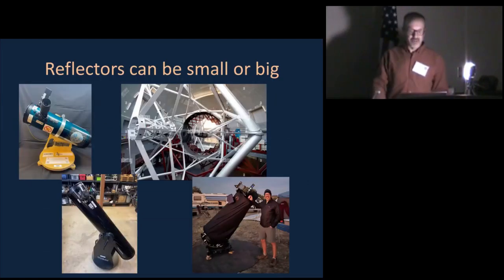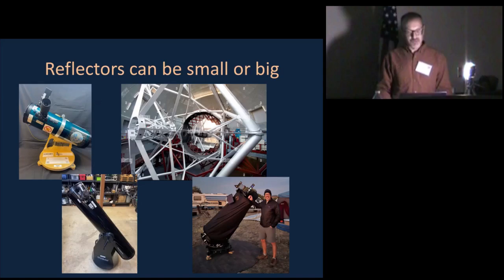Reflectors can also be small or big. Examples here, the one in the top left is actually one of the library telescopes. That's the one that Bill donated. You can check that out from the library here. And that one is about 4.5 inches. When I say 4.5 inches, I'm referring to the aperture of the telescope, or the size of the mirror diameter.